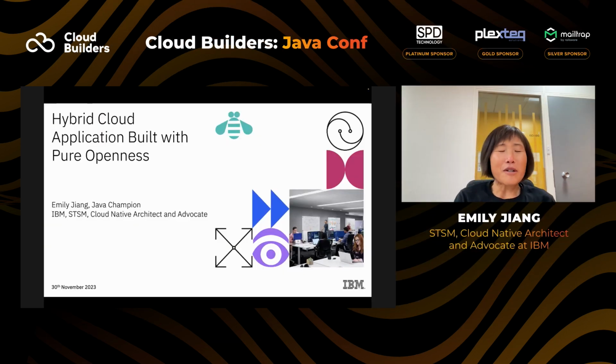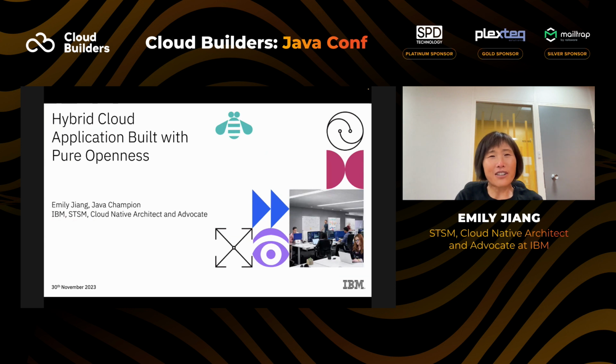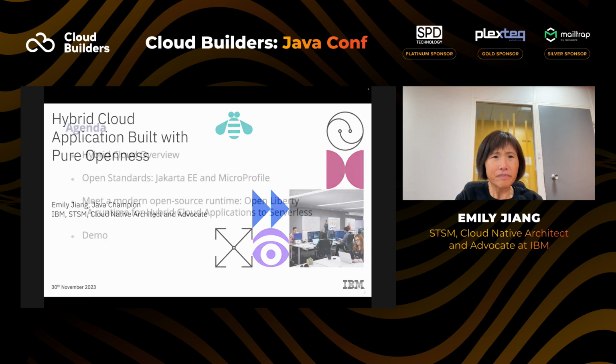So in today's talk, I'm going to talk about a hybrid cloud application built with pure openness. So basically, the key is no vendor lock-in. So it's all in the open. I am Emily Jiang. I work for IBM. I'm the cloud native architect and advocate. I'm also a Java champion. I worked most of the time on open source projects and also open standards.